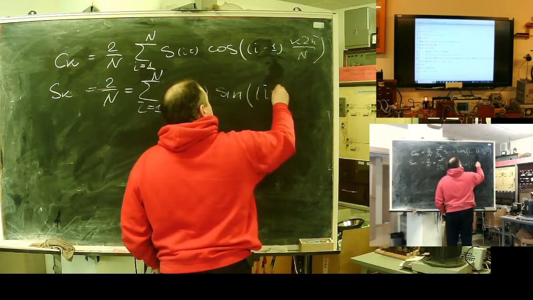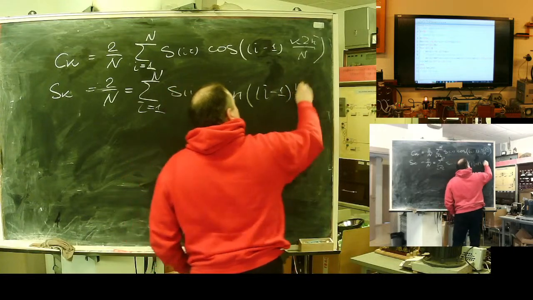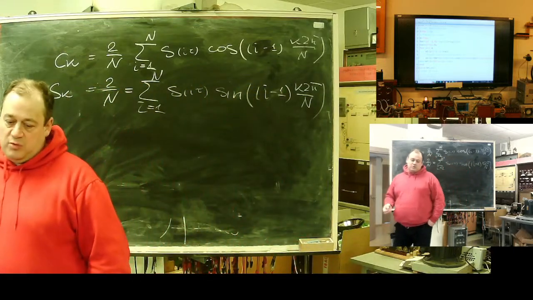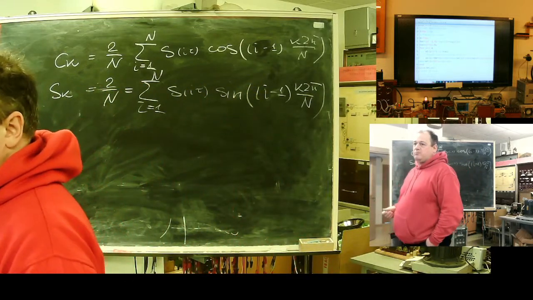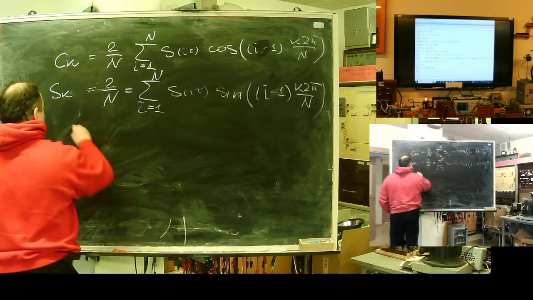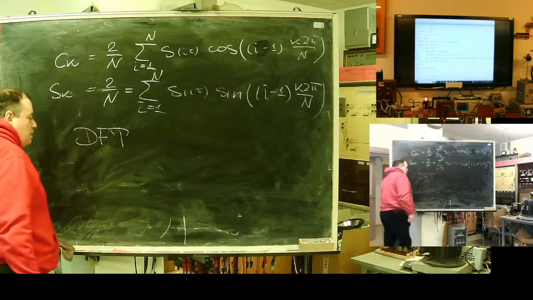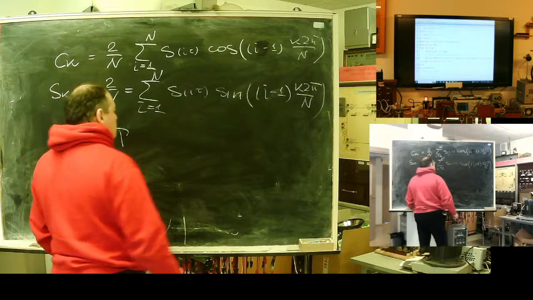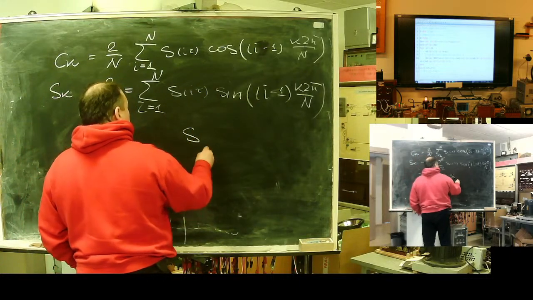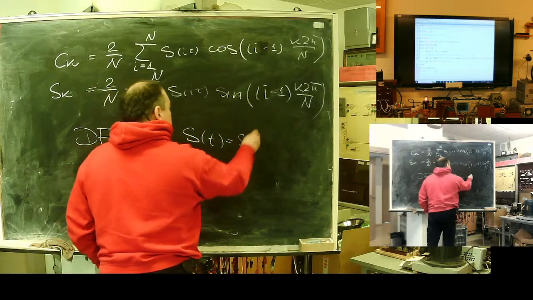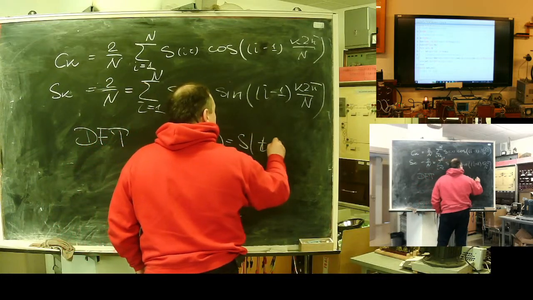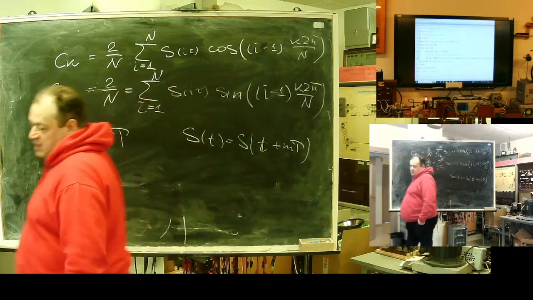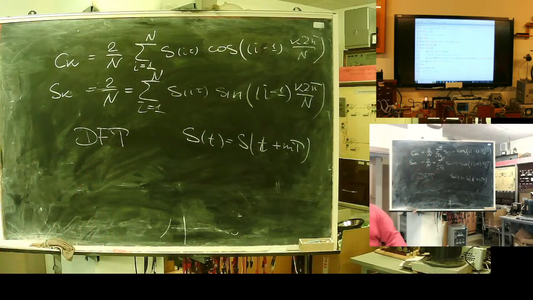Sine of (i minus 1) k double pi divided by n. Here are two nice formulas, basic formulas for discrete time Fourier transform. And this is applicable, of course, if my signal is a periodic signal. Here m is integer.